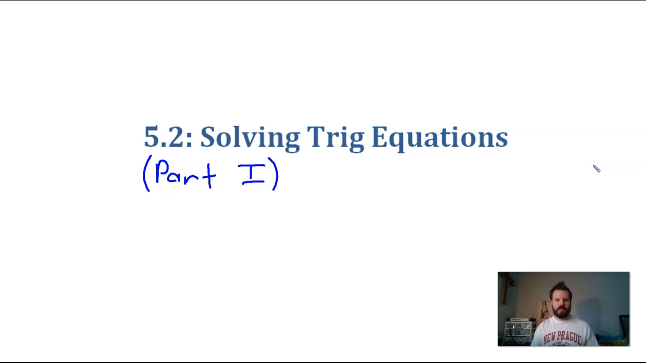Today we're going to go on with lesson 5.2, which is about solving trigonometric equations. Now in our last lesson we already looked at solving some simple trigonometric equations. Here we're going to get into some more complicated, we'll just say it, uglier trigonometric equations. Alright, we're going to break this lesson down into 3 parts. Here's part 1 for you.